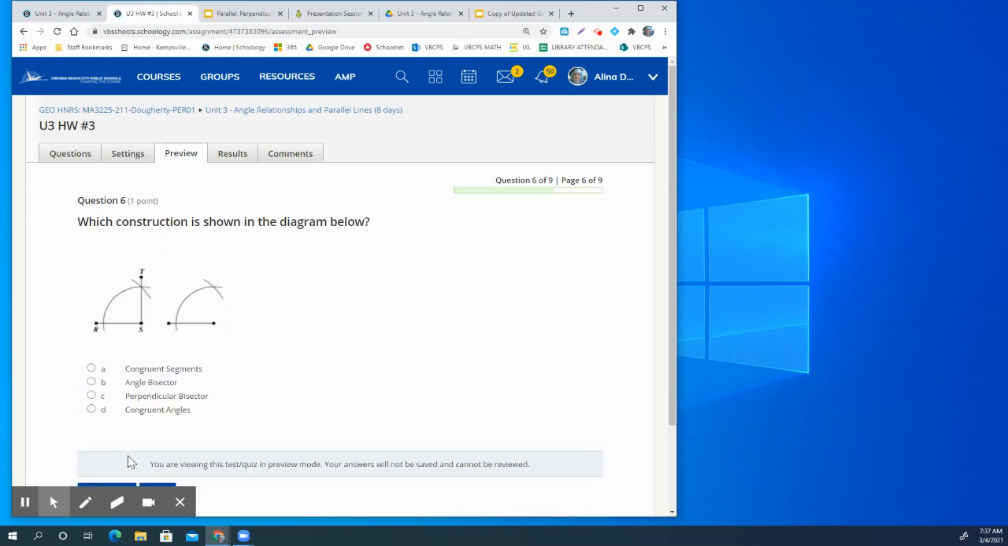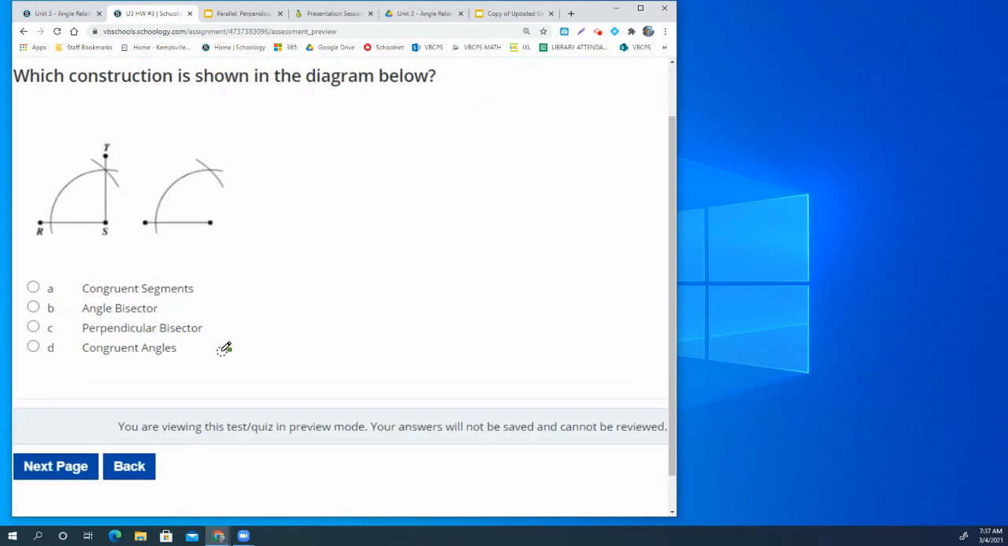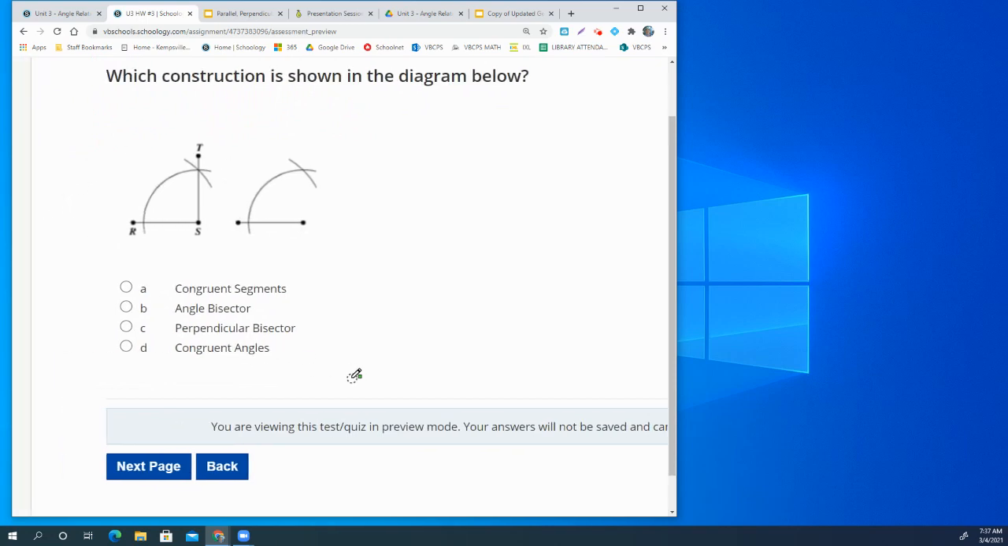Then we'll go to 6. Bug constructions. What can I eliminate because it just doesn't make any sense based on the picture? What can you eliminate? What's not happening here?